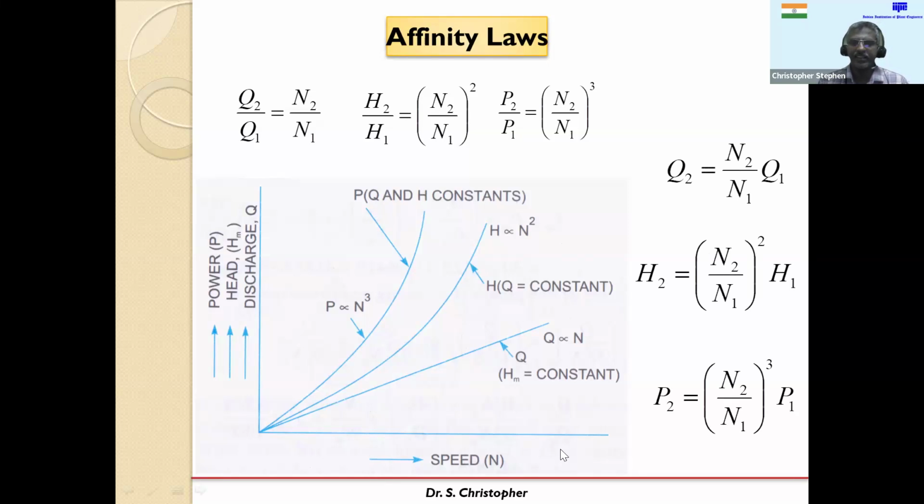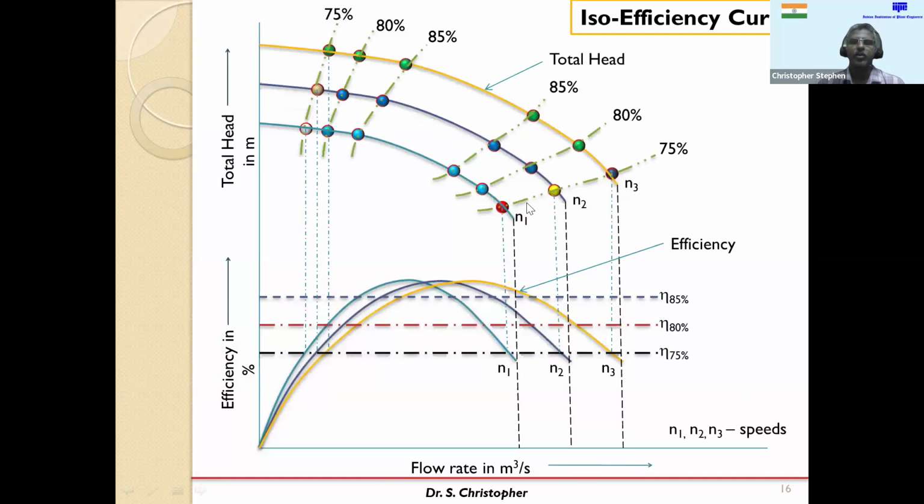So these are the trends. The X-axis will be the speed, and these are the various parameters. Q and N will be linear, and then H will be N square, quadratic, and then cubic. So this is how the variation will be if I change the speed. Based on this affinity law, I can construct the ISO efficiency curve.